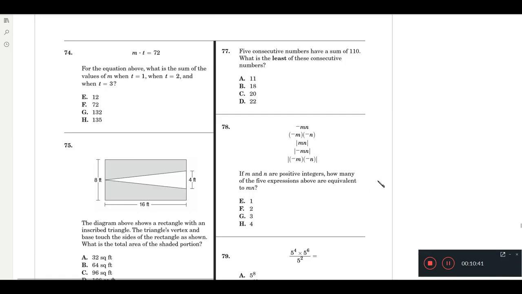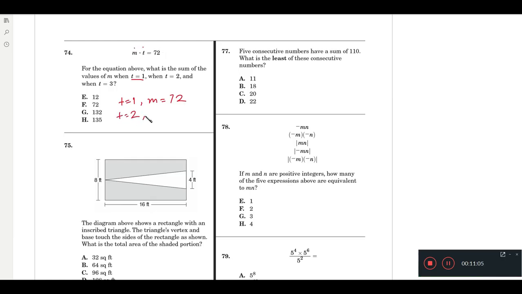Now let's do 74. m times t is equal to 72. For the equation above, what is the sum of the values of m when t is equal to 1, when t is equal to 2, and when t is equal to 3? So we just have to plug in each and then solve for m. If t is 1, m must be what? m must be just 72, because m times 1 is 72.